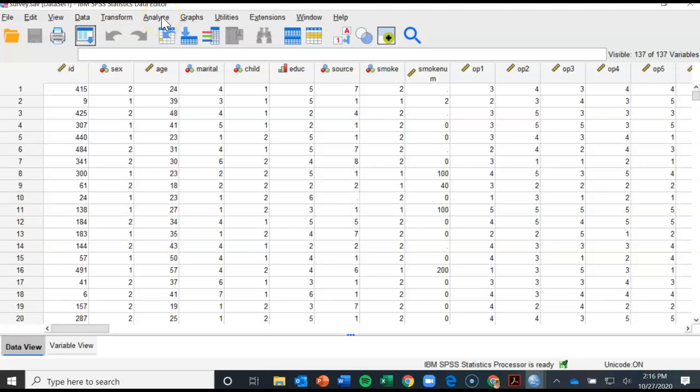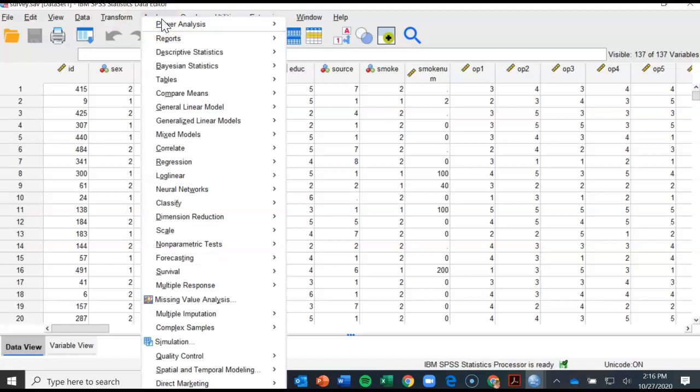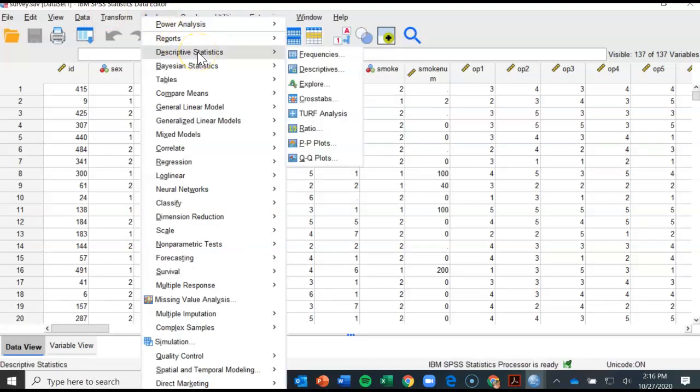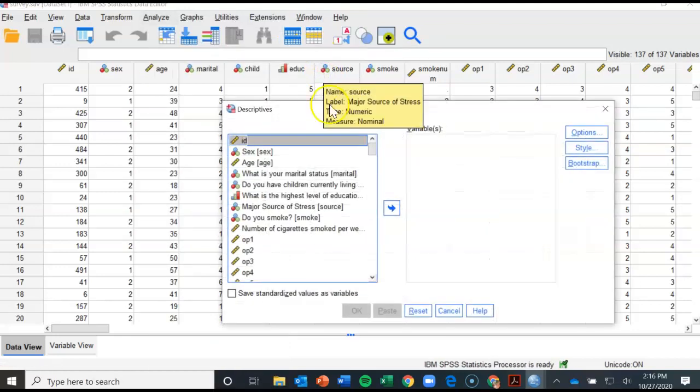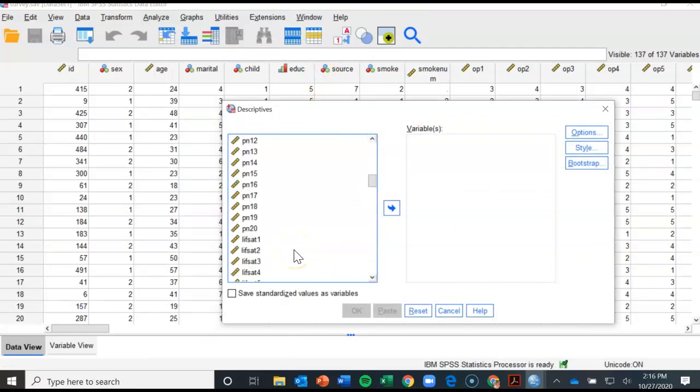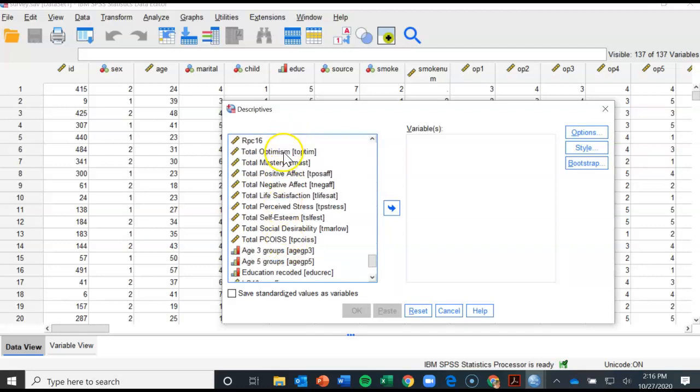By convention, we usually present the means and standard deviations for quantitative variables that are going to be involved in a correlational analysis. So to get that, if you remember back to one of our earlier Pallant lessons, you go to descriptive statistics, descriptives, and then you want to find the variables that you're interested in. My three quantitative variables that are going to be involved in this analysis are optimism, life satisfaction, and perceived stress.